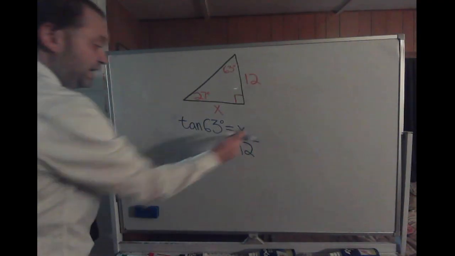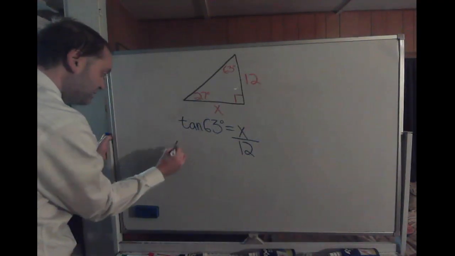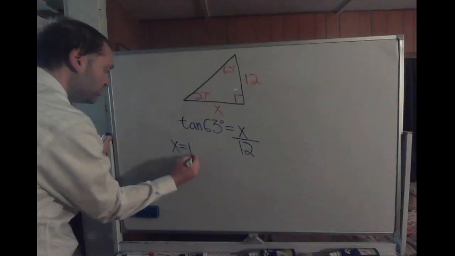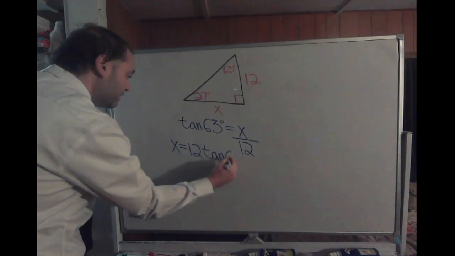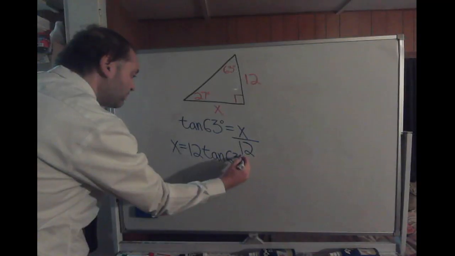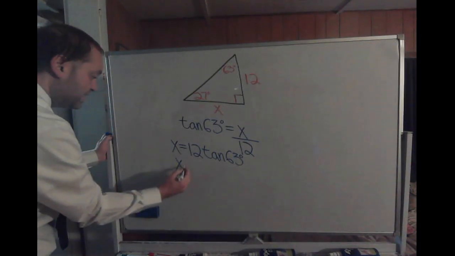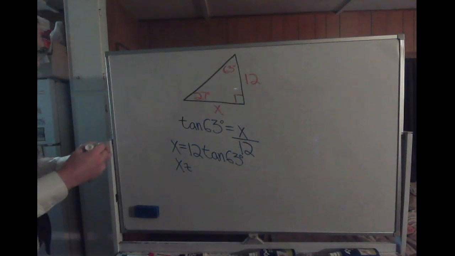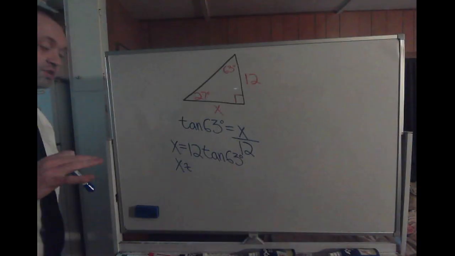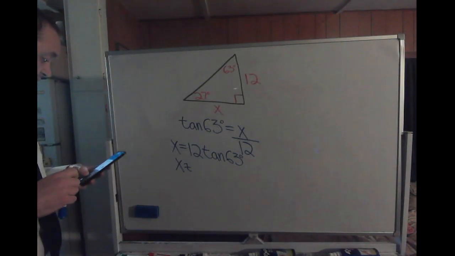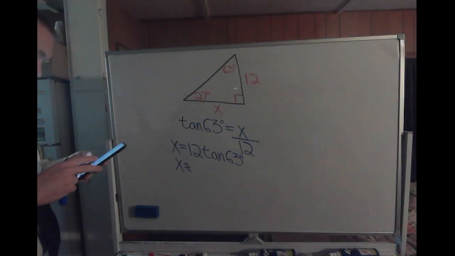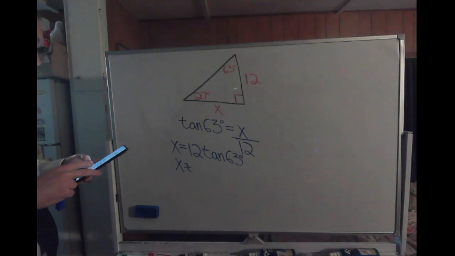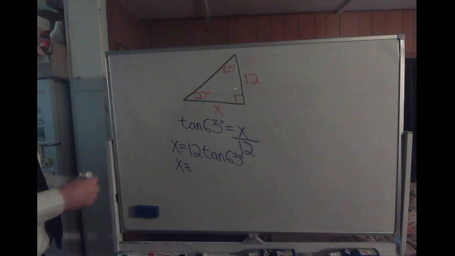Well, let's solve for x to start with. Multiply both sides by 12. You get x is equal to 12 times the tangent of 63 degrees. And then again, you're going to get another decimal approximation. Just make sure your calculator's set to degree mode so you get accurate results. So now let's do this. So 12 times the tangent of 63 would give me about 23.55.